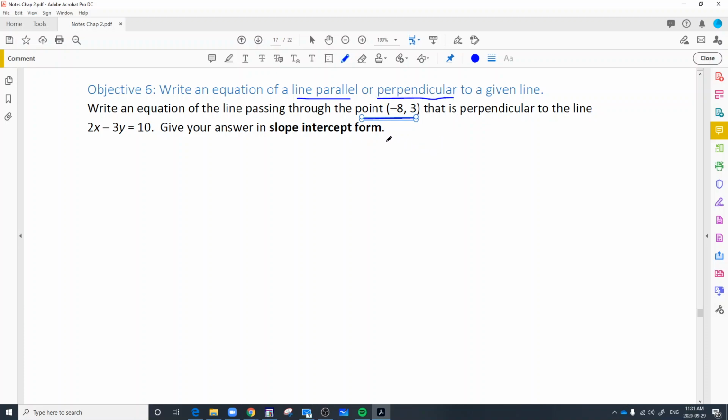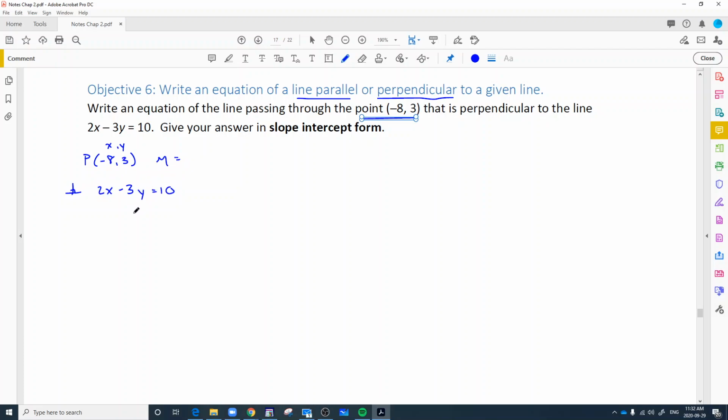So reading this question, it says write an equation of a line passing through the point. So they gave you the point, -8, 3. That's your x, y. And then it says that you're perpendicular to the line 2x minus 3y equals 10. To find the equation of a line, you need slope and you need a point. So to get the slope of our line, we have to find the slope of this line.